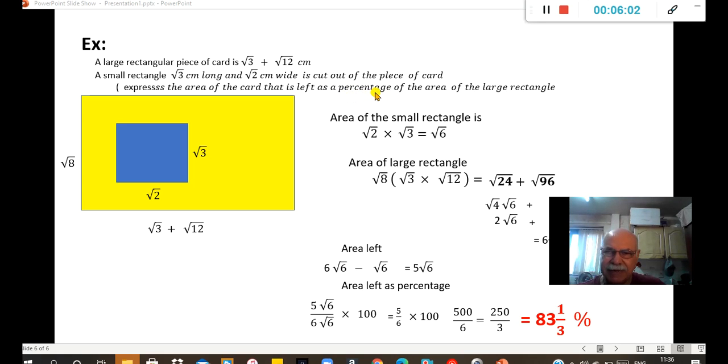Very, very easy and very simple. We have two rectangles, one inside the other. First, we get the area of the small one. After that, we get the area of the big one. After that, we subtract the small area from the big area, and then change this result to a percentage in order to get the result for the left side of the area.